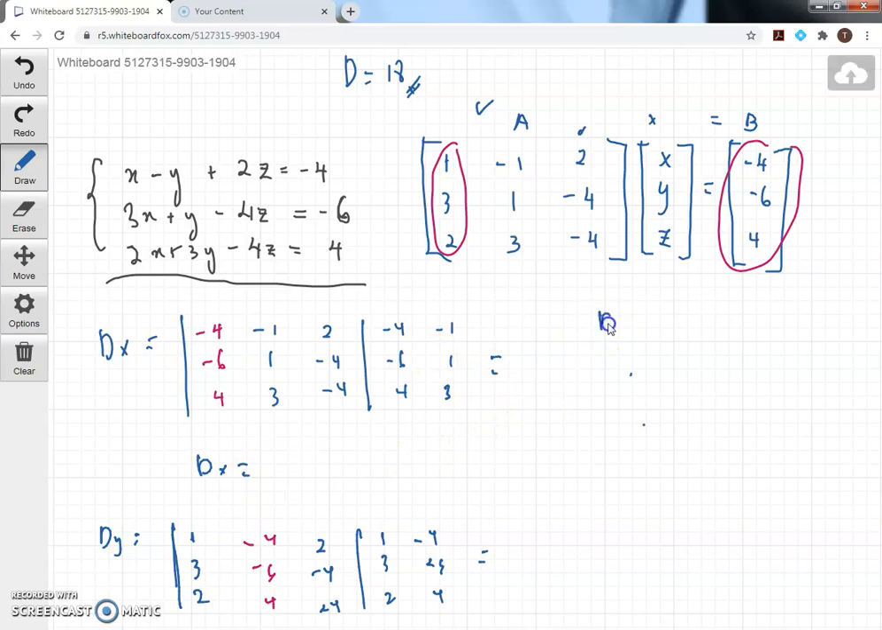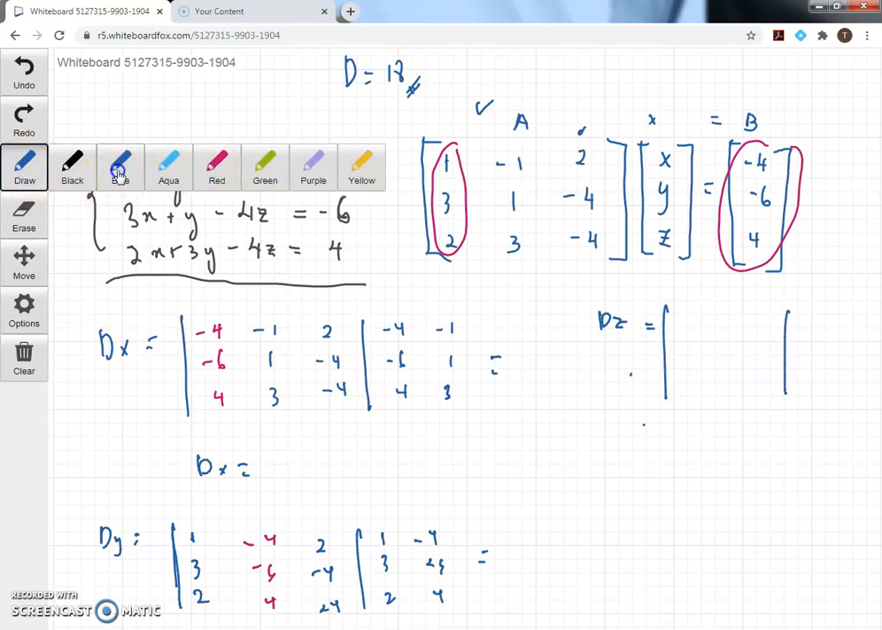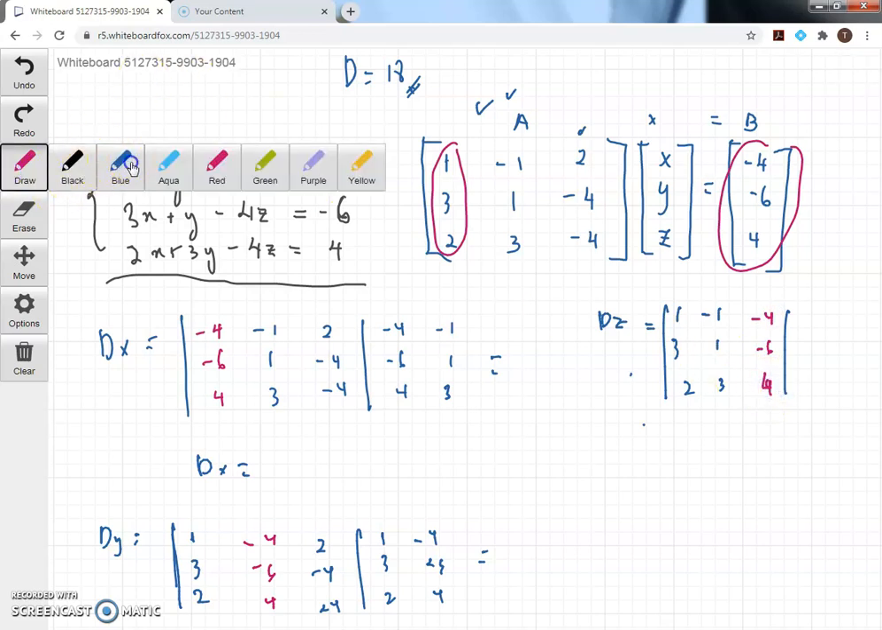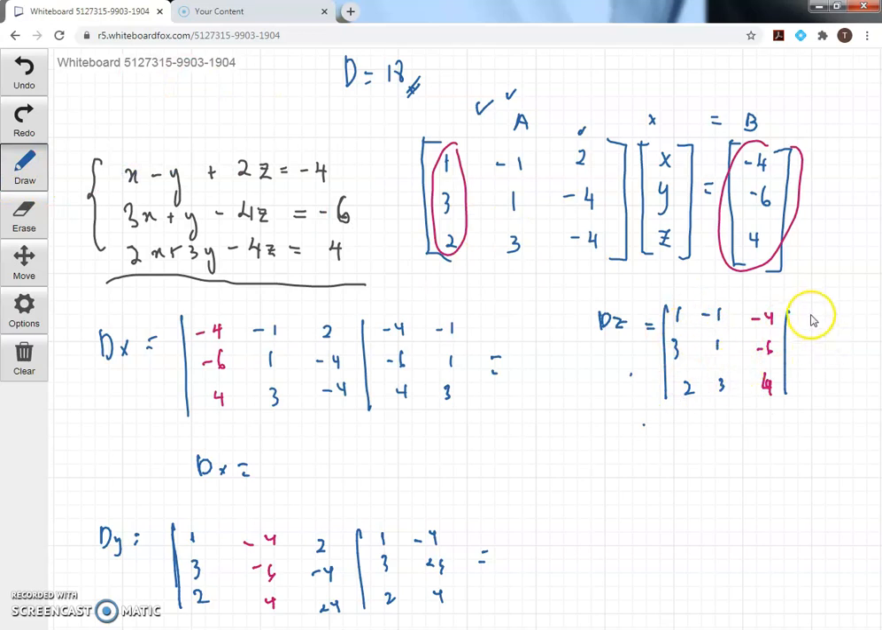Okay. And if you want to calculate dz, what are you supposed to get? For dz, you can copy the same thing as what we have here, which is 1, 3, and 2, and -1, 1, and 3. You can just change the last column here, which will be -4, -6, and 4. Okay, and if you want to calculate the determinant, copy the first two columns, which are 1, 3, 2, -1, 1, and 3. So you can calculate the determinant there.